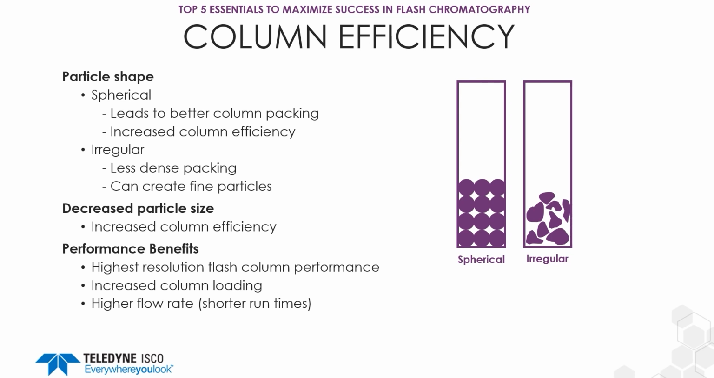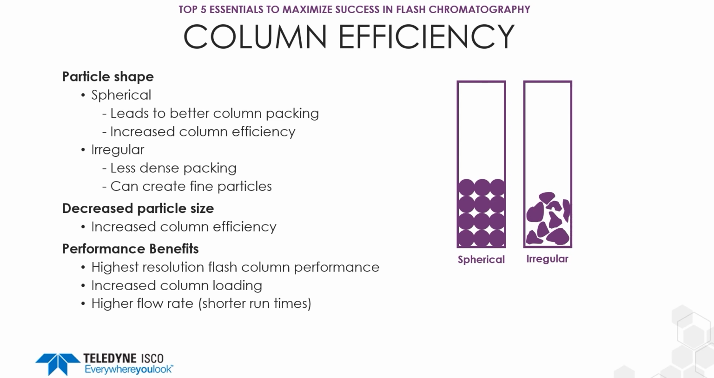So some of these irregular shapes are going to have really tiny pieces that can break off due to the pressure from your mobile phase, and those can get swept up into your chromatography machine, which can lead to problems down the line. Another thing that's going to increase column efficiency is decreasing your particle size. So the smaller the particle size, the better. And this again goes down to surface area. The smaller the spherical shape of your media, that's going to increase your surface area, again increasing the chances of your compound interacting with that stationary phase.